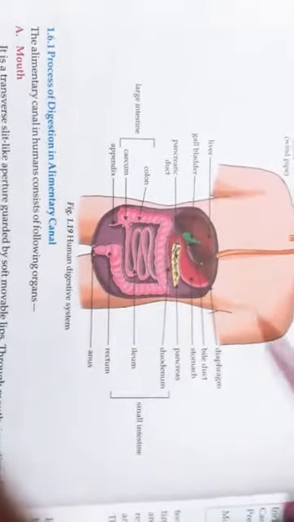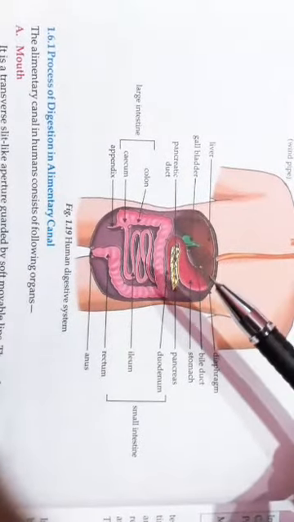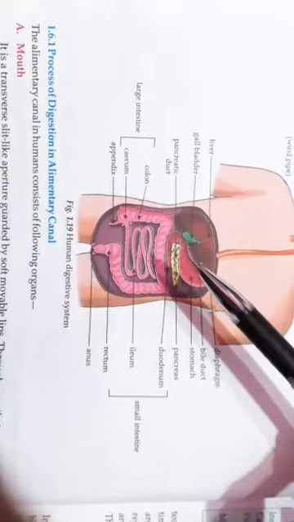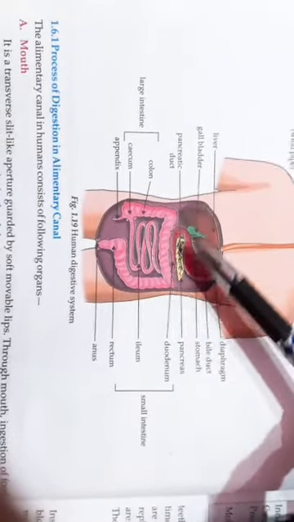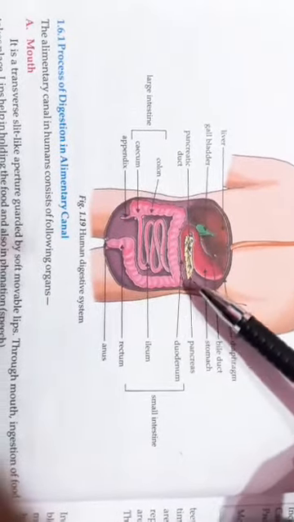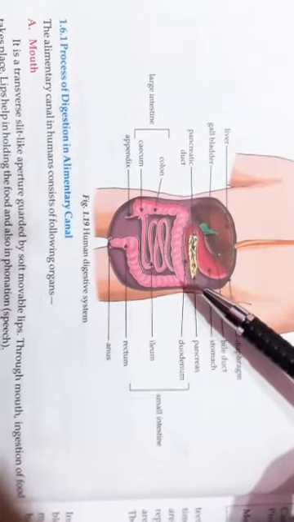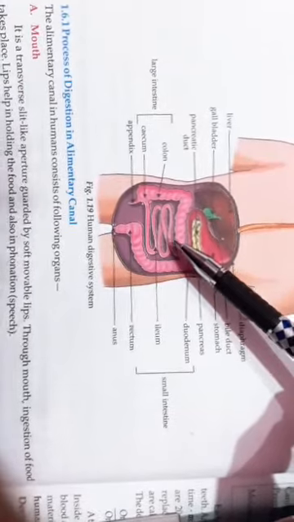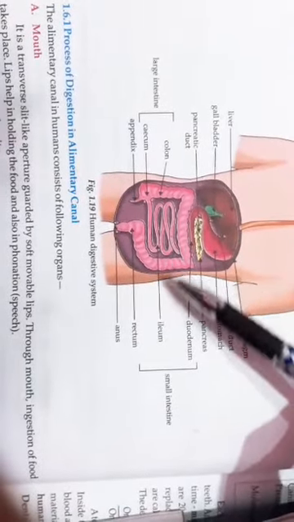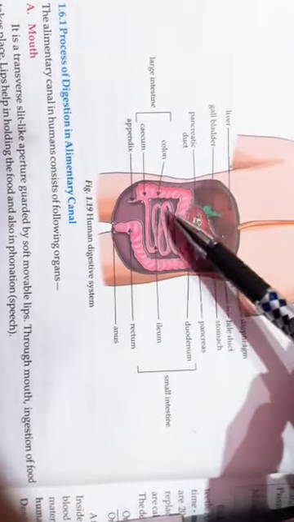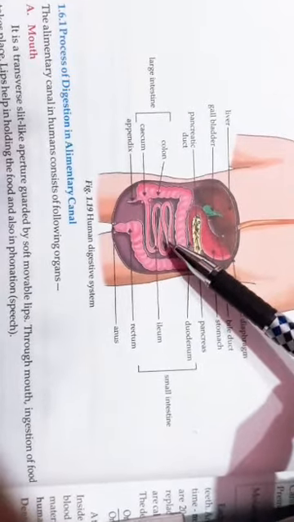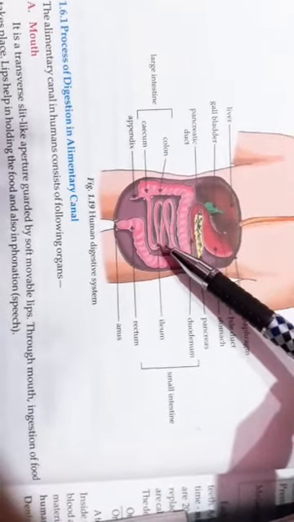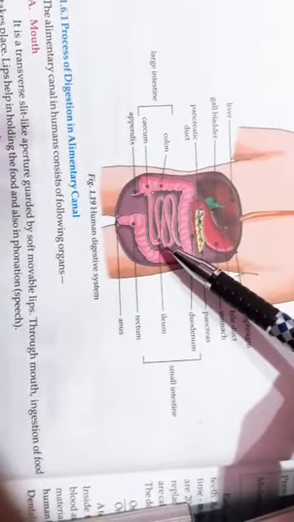Now, the name of the part of the intestine next to the stomach: this part next to the stomach is the duodenum. Next to the duodenum, it is called the jejunum. The name is not given in the book. This part is called the jejunum. After the jejunum, the last lower part is called the ileum.